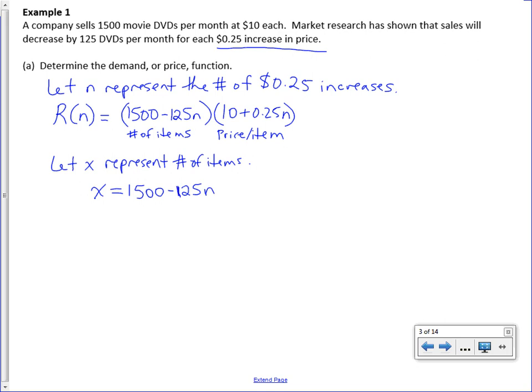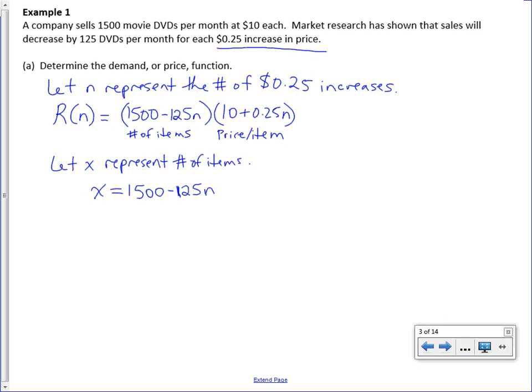Yeah? Okay. Why is this going to help us? You just created a formula that relates X's to N's. Could we then use this relationship to get the price per item to be in terms of X's instead of N's? Here's my equivalency. I know that X equals this. Could I get what N equals here? Could I isolate for N here?